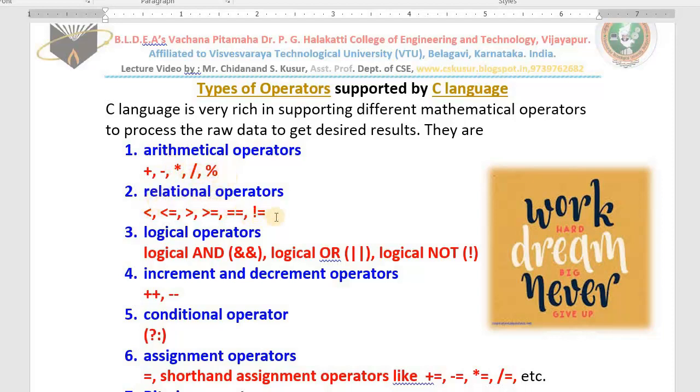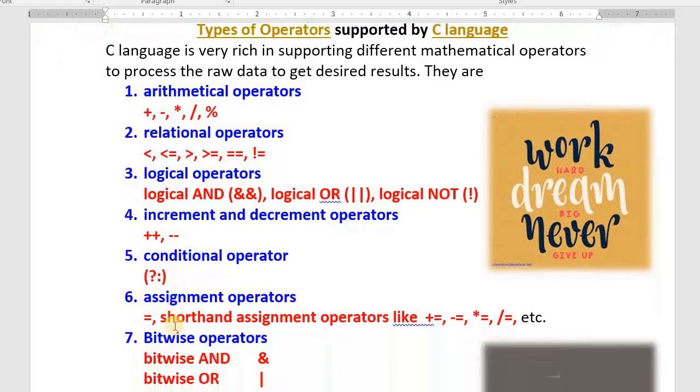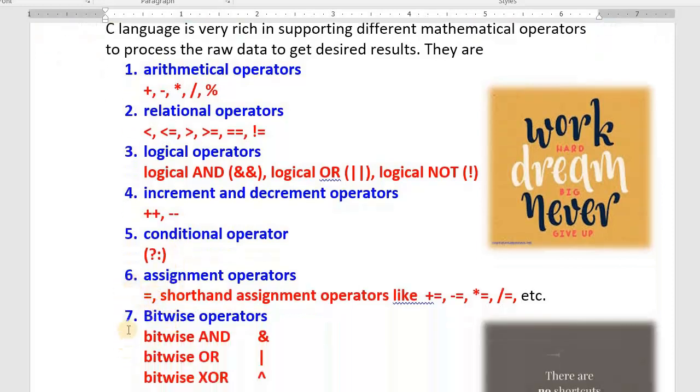And to find the relationship between two values, we use the relational operators: less than or equal to, greater than or equal to, equality, not equal to. Logical and to combine, logical or to combine, logical not to change the state from true to false or false to true. Increment or decrement the variable by 1. Conditional, to check the condition, a two-way decision making statement. Assignment operator, we assign the value. Shorthand assignment operators: plus equals, minus equals, into equals, divided by equals.